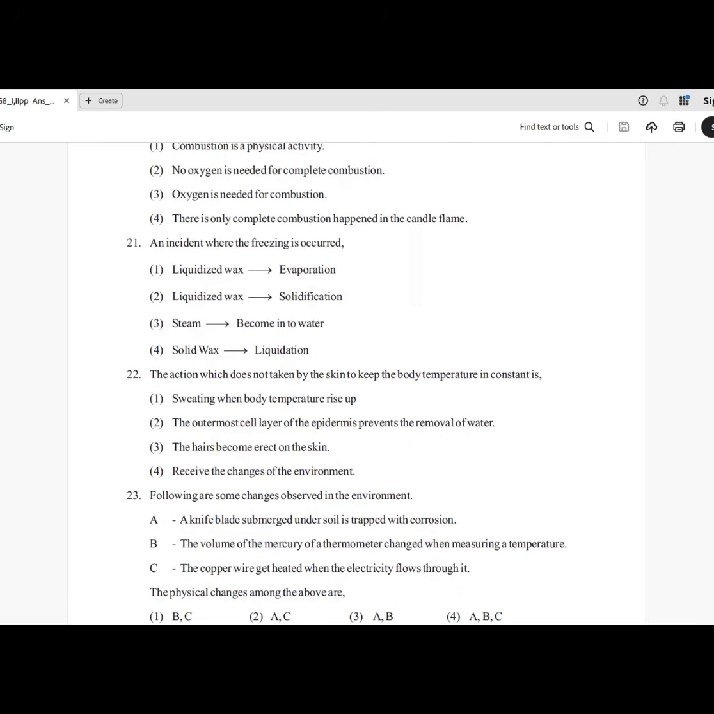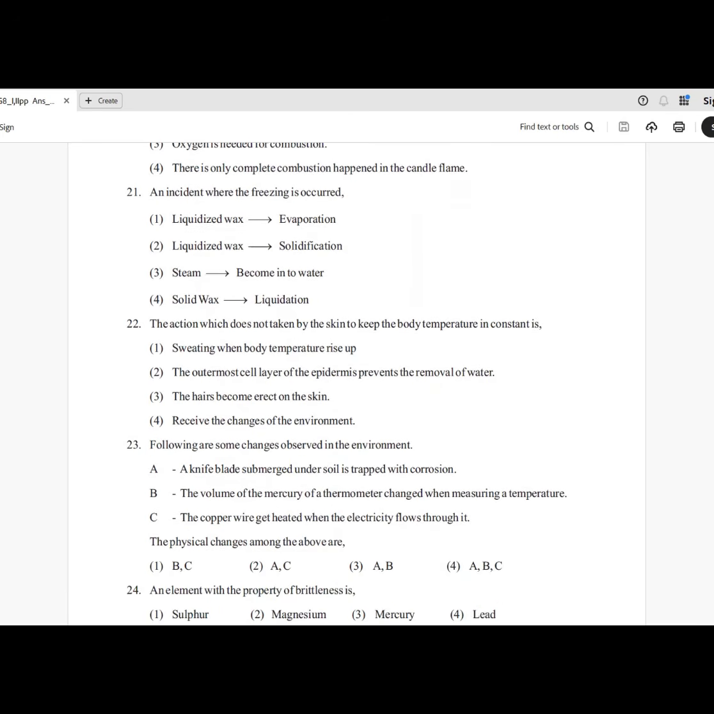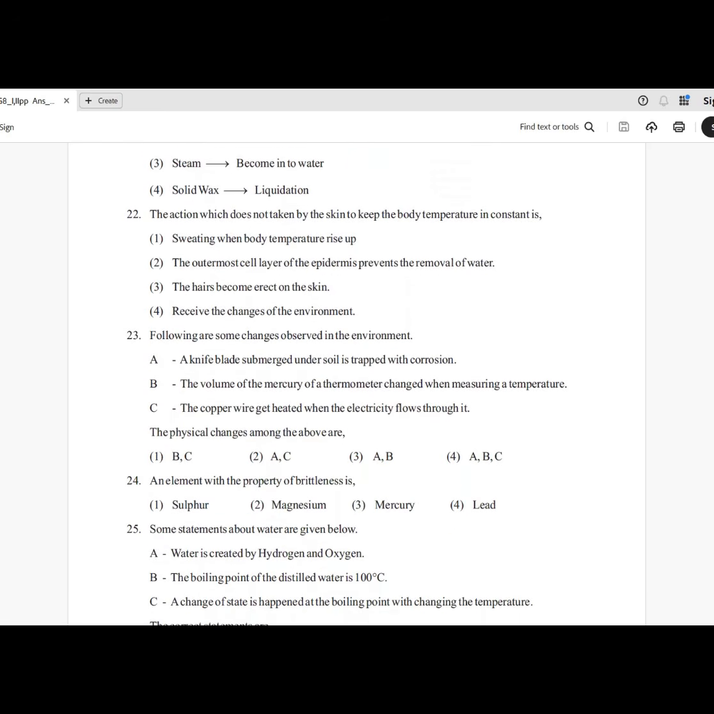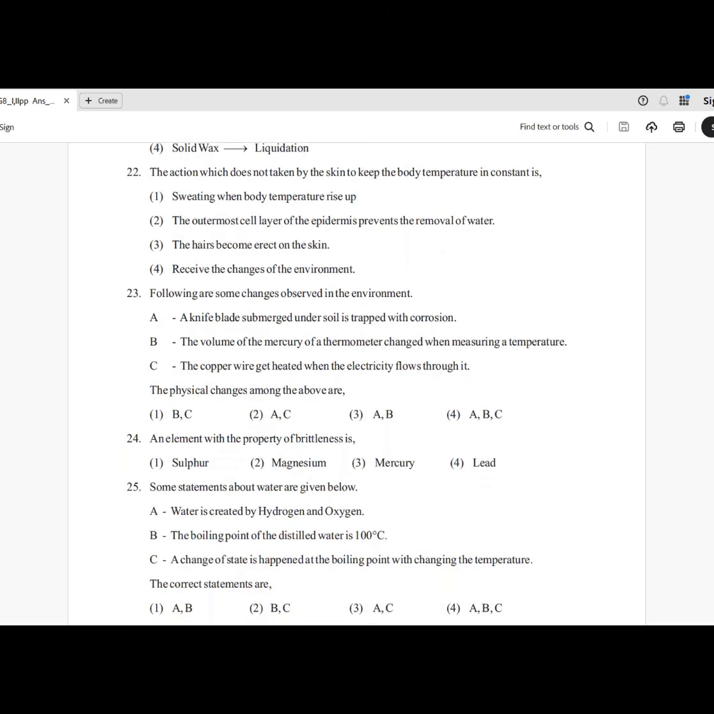22. The action which is not taken by the skin to keep the body temperature constant. Sweating. When body temperature rises, the outermost cell layer of the epidermis prevents the removal of water. The hair becomes erect on the skin, receiving the change of the environment. Answer number 2. The outermost cell layer of the epidermis prevents the removal of water.